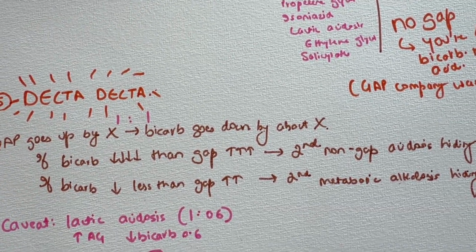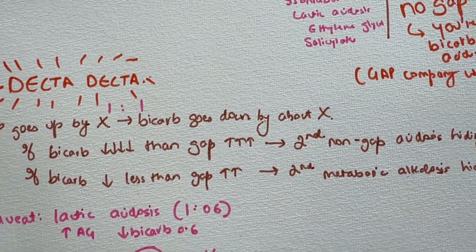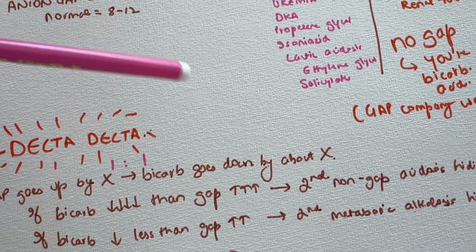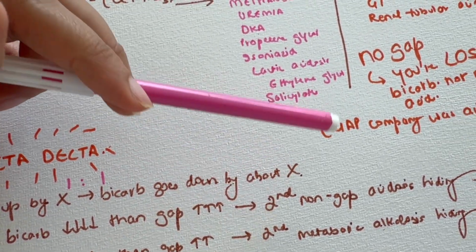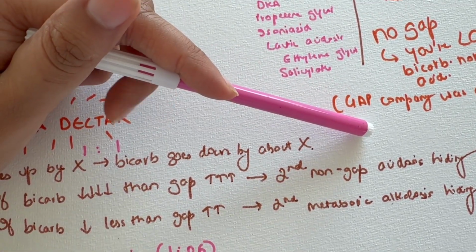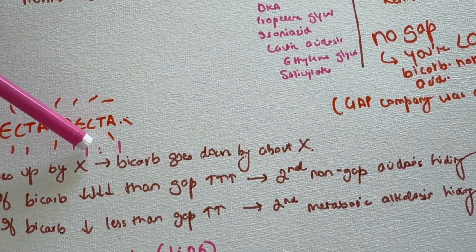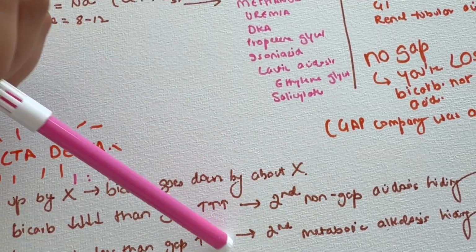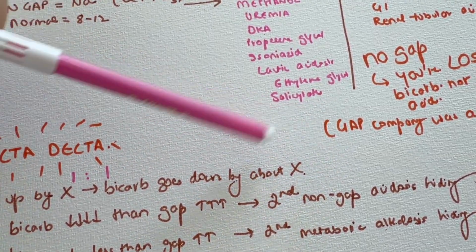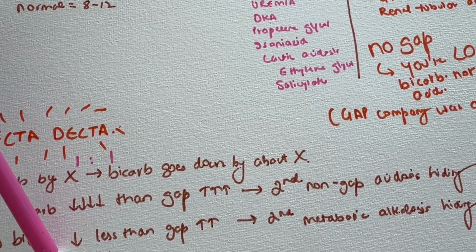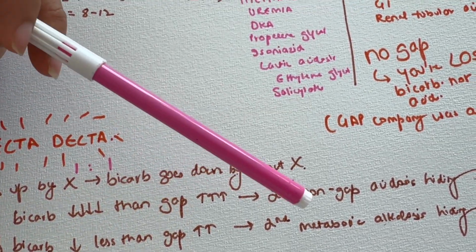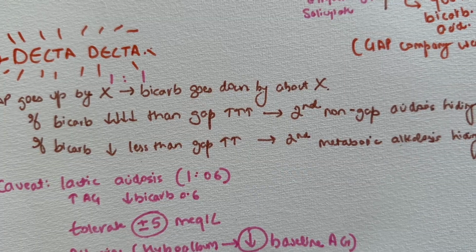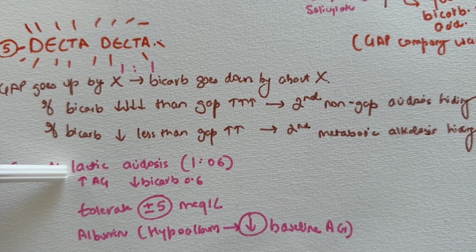So if the gap goes up by X, the bicarb has to go down by X. If bicarb goes down a lot more than the gap went up, then there's a second non-gap acidosis hiding somewhere. If the bicarb goes down less than the gap goes up, then there's a second metabolic alkalosis happening in the background.